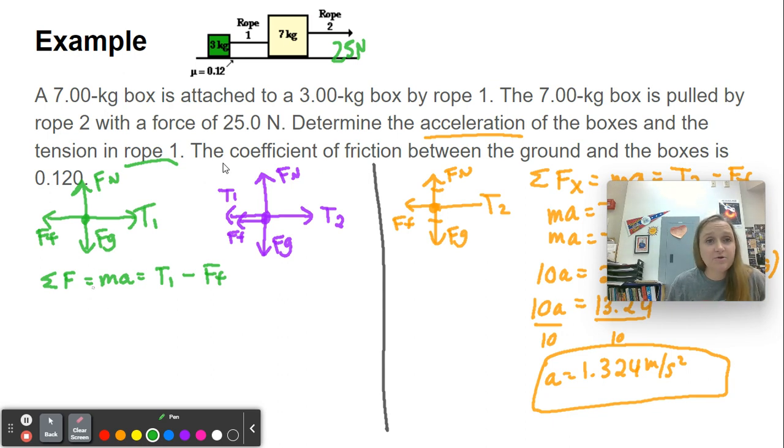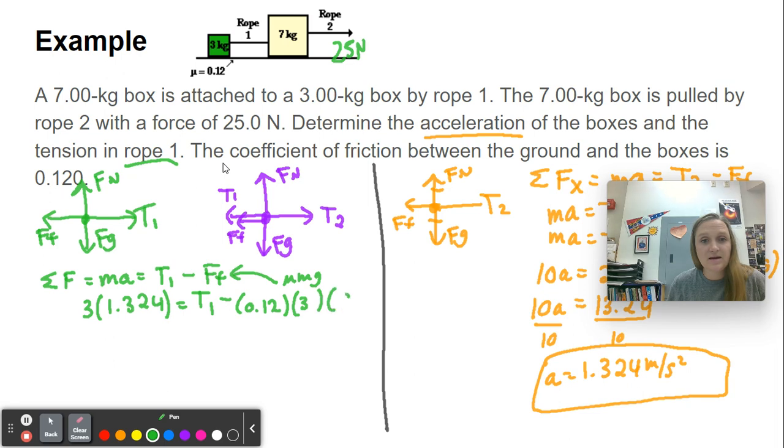So the mass of the green box is 3. My acceleration we just calculated is 1.324. Tension 1 minus, and we know that friction, I forgot, is mu mg. So I'm going to plug in 0.12 times 3 times 9.8. So you can see here, I can definitely just use this one to solve for it. You could have used the purple one and you would have gotten the same answer.